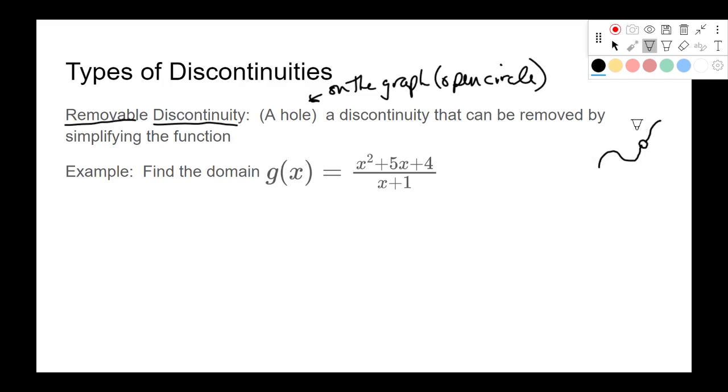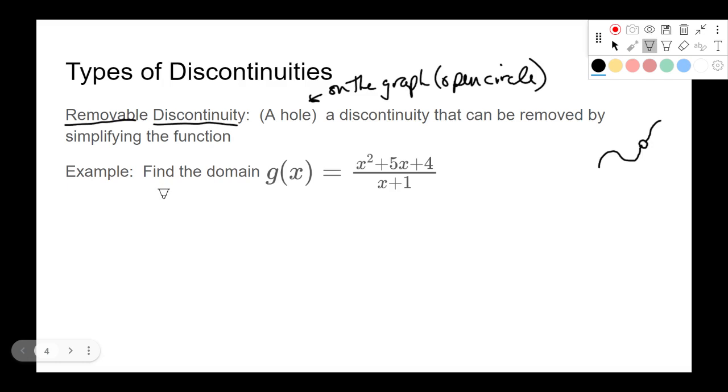So we're going to be able to figure out what that looks like algebraically here, because we have to be able to recognize it when we go to graph our function. All right, so let's take a look at this one. Removable discontinuities are discontinuities that can be removed by simplifying the function.